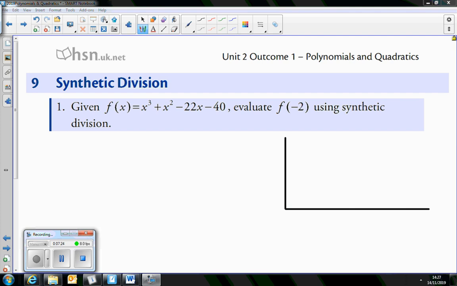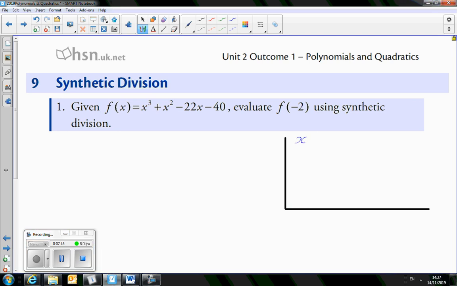Sorry about that, guys. So this is from your first example in your notes. So if you want to get your notes out, you can fill this out as we are doing it together. So there's your synthetic division. You're saying given that f of x is equal to that function, evaluate the function when x is equal to -2 using our synthetic division.